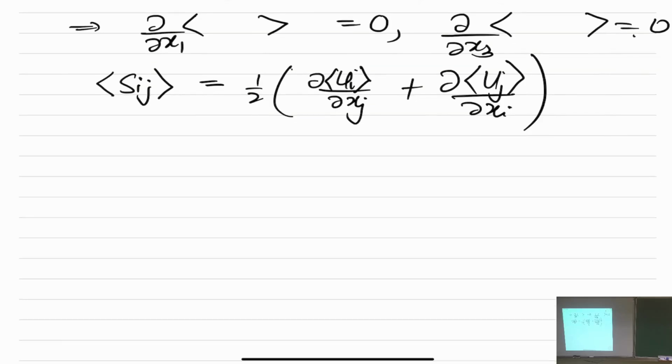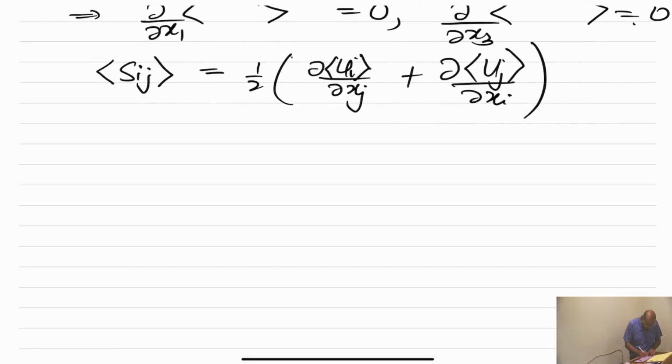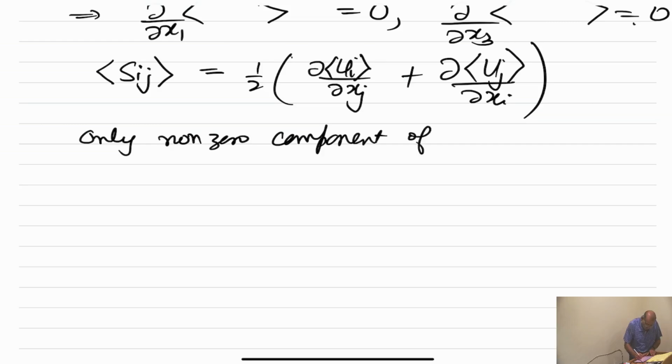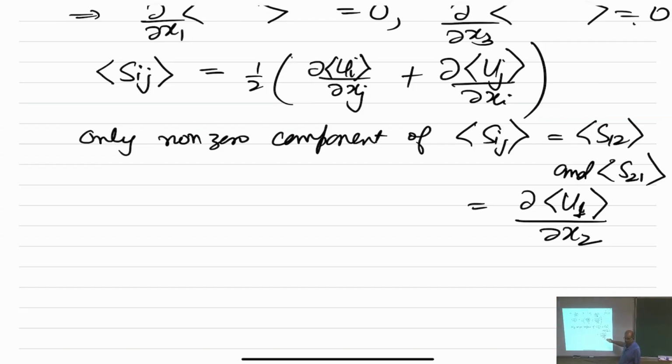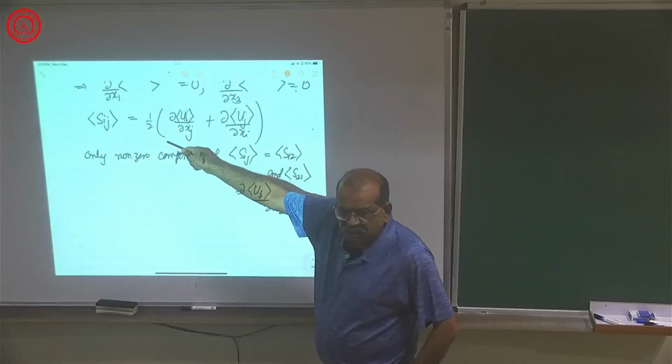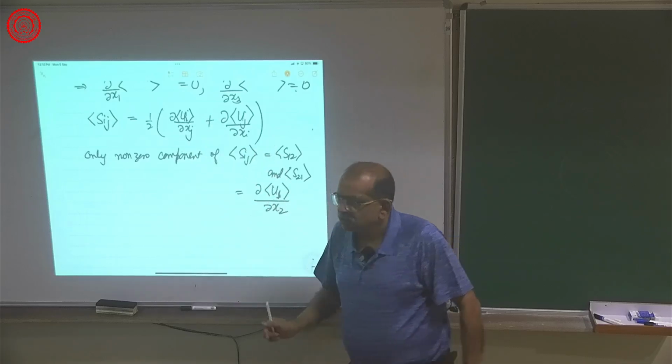So the only non-zero components of the mean of Sij will be S12 and S21, and they will be equal to du1 by dx2. Okay? Because the half is there and there are two sums, so we get this.